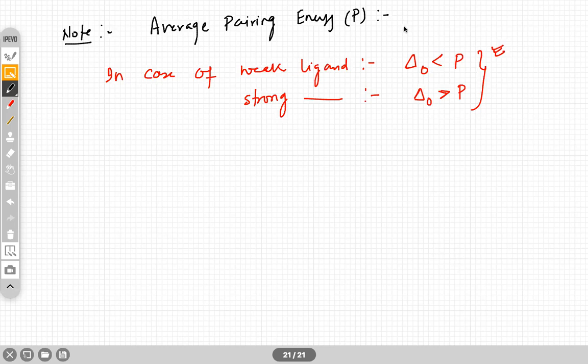No, average energy level is the energy of the orbital, the average energy of all the orbitals. Pairing energy is for electrons in the same orbital.